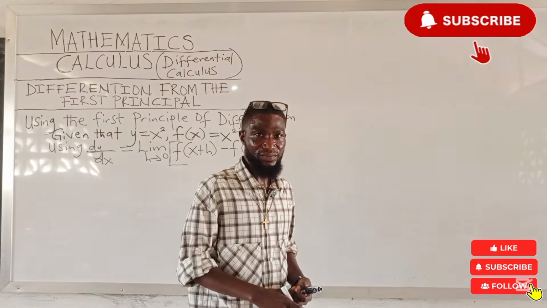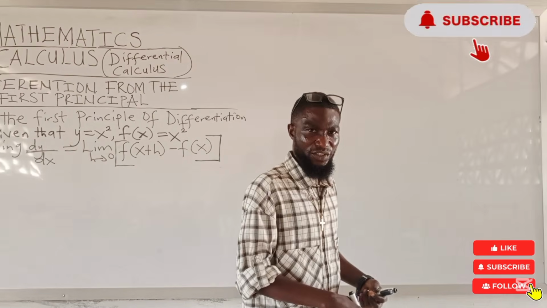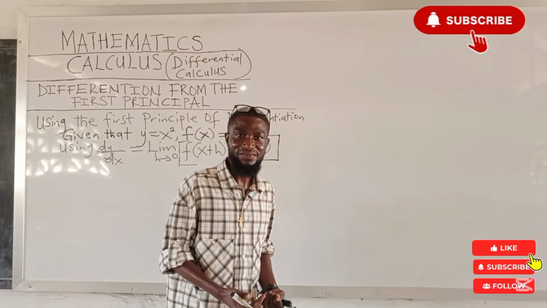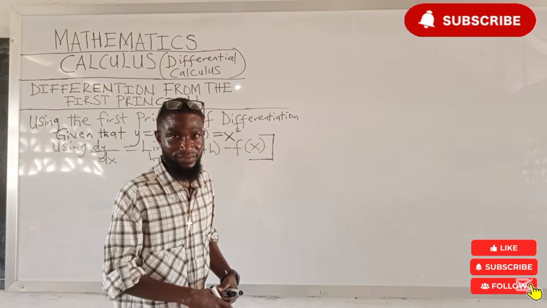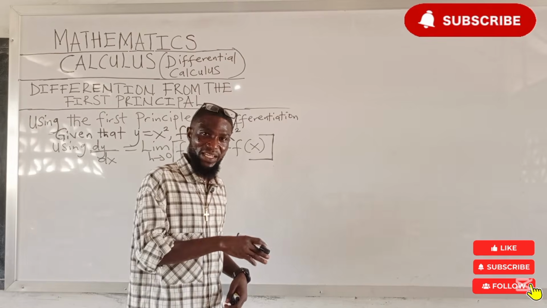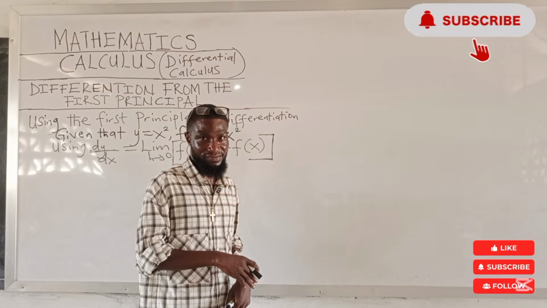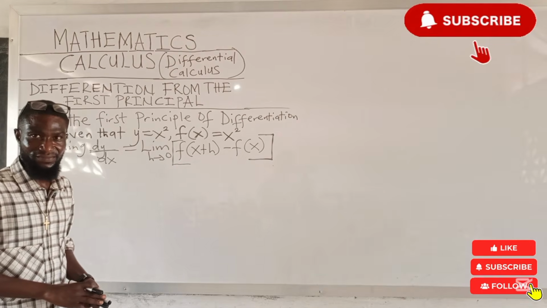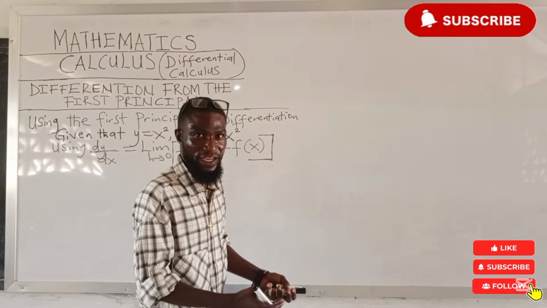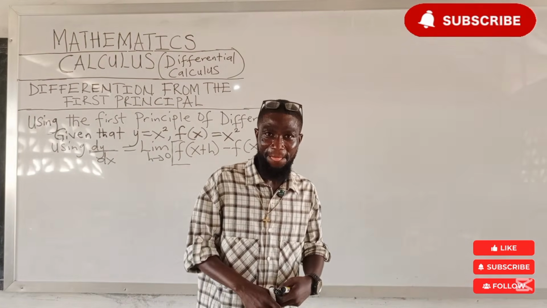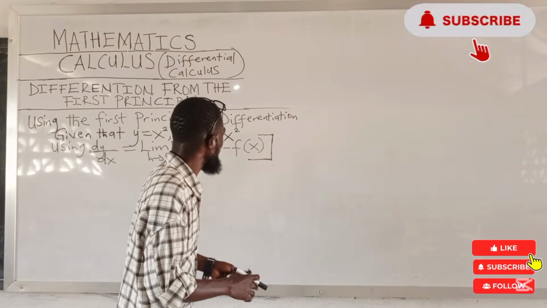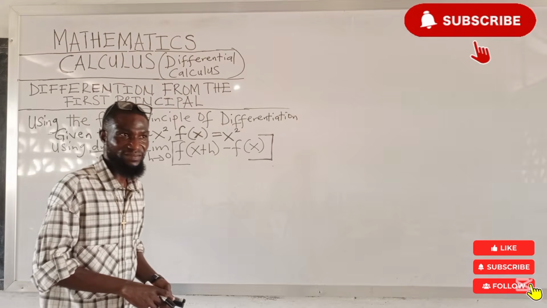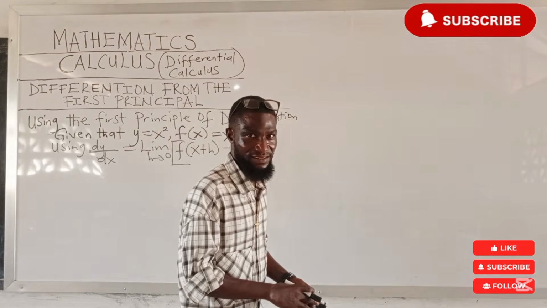I was told that differential calculus was introduced by Sir Isaac Newton and Gottfried Leibniz. But there were some mathematicians who made contributions using the first principle of differentiation to solve their problems. Some of those mathematicians were Pierre de Fermat. He made contributions using the first principle of differentiation in the years 1601 to 1655.